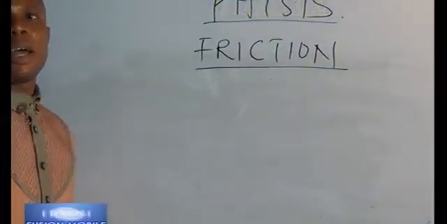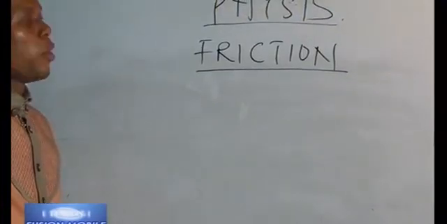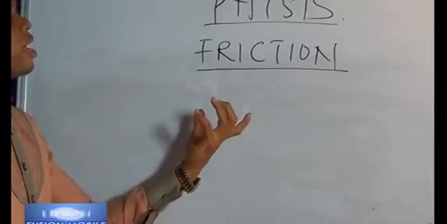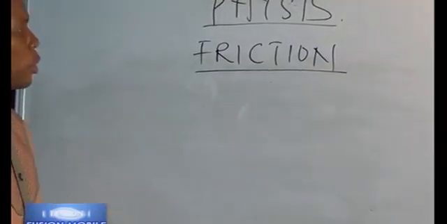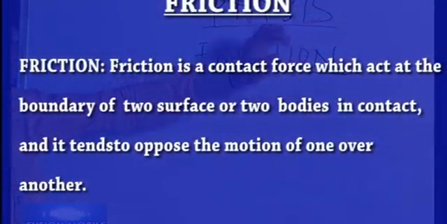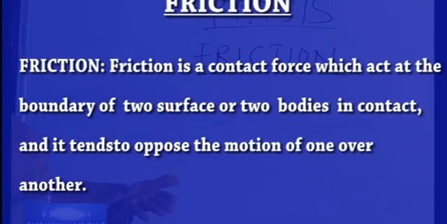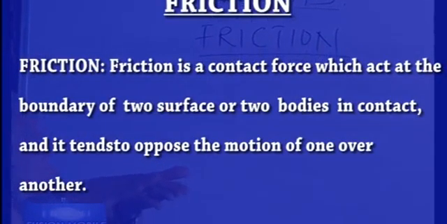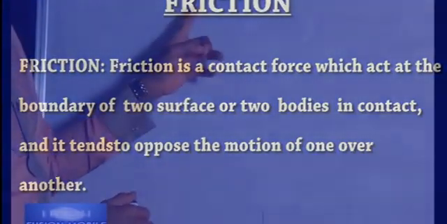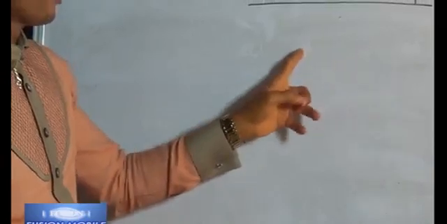If I throw a man out of this building, certainly he will go down, whether something is in contact with it or not. Example of such forces are gravitational force. But now, friction is an example of contact force. So we'll say that first, friction is a contact force which acts at the boundary surface of two bodies in contact, and it tends to oppose the motion of one over another.